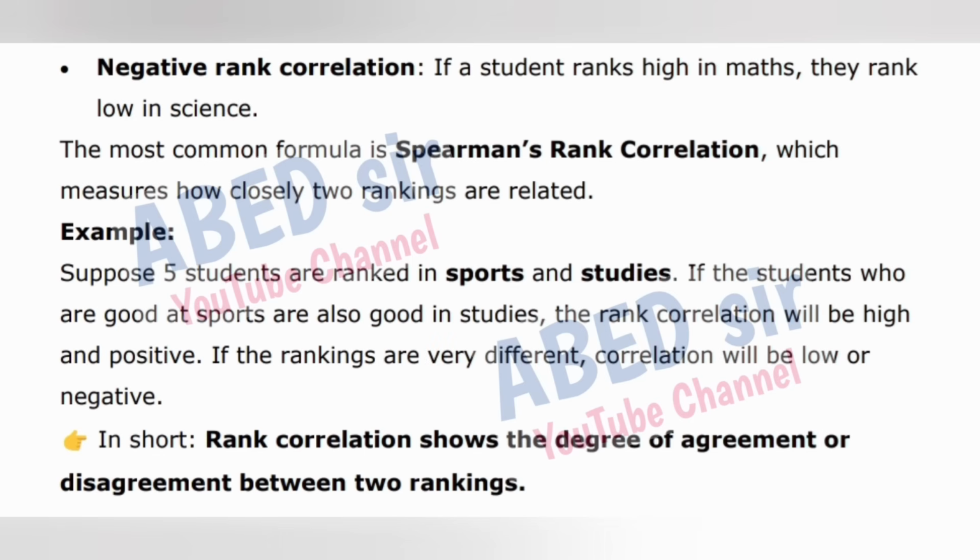The most common formula is Spearman's rank correlation, which measures how closely two rankings are related. Example: suppose 5 students are ranked in sports and studies. If the students who are good at sports are also good in studies, the rank correlation will be high and positive. If the rankings are very different, correlation will be low or negative. In short, rank correlation shows the degree of agreement or disagreement between two rankings.